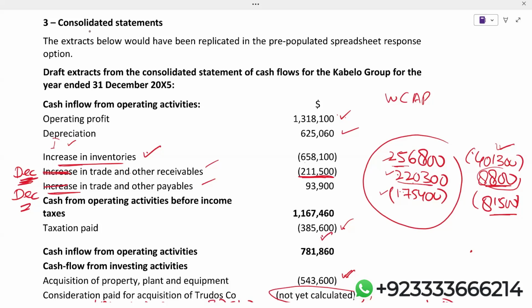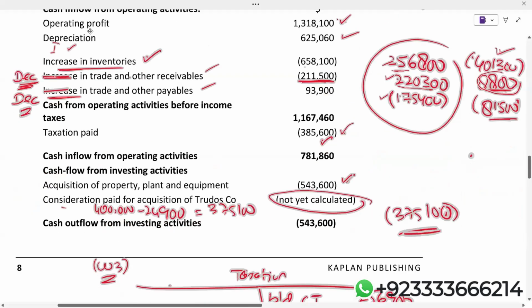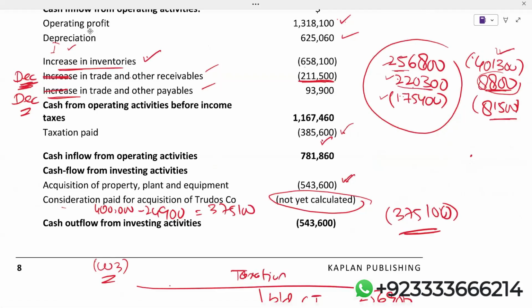Taxation paid, correct amount of taxation paid, students, we have calculated, if I'm not wrong. It was 4 lakh something, which I've just deleted, I believe. Acquisition of a subsidiary, we have also calculated. Now, how to basically adjust your pre-populated SOFP? Let me explain that. Taxation paid, students, cash flow from operating activities before income tax. So after that, you have to show taxation paid. Yeah, the presentation is according to IFRS 18.